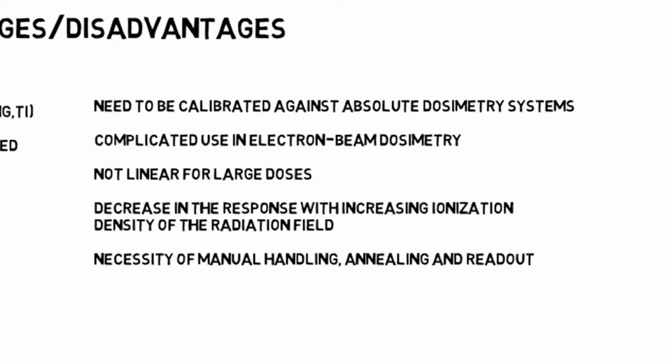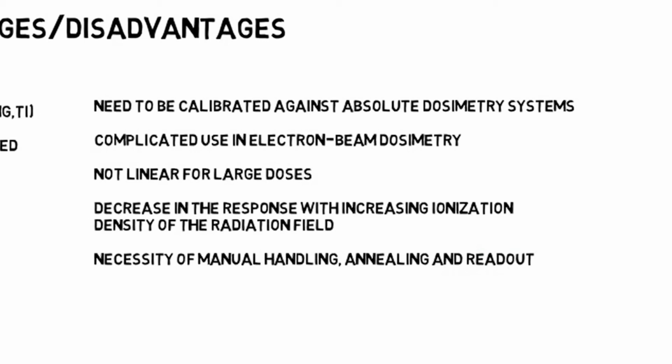The use of TLDs in electron beam dosimetry is more complicated than its use in photon dosimetry, because for each incident electron beam energy, it will obtain a different dose response. As mentioned earlier, TLDs have a linear response with dose up to at least 1 gray, but the response is not linear for large doses, and its efficiency depends on the radiation field. Particularly with respect to high sensitivity, there is a decrease in the response of TLDs with increasing ionization density of the radiation field, which may lead to the underestimation of dose after heavy charged particle irradiation.